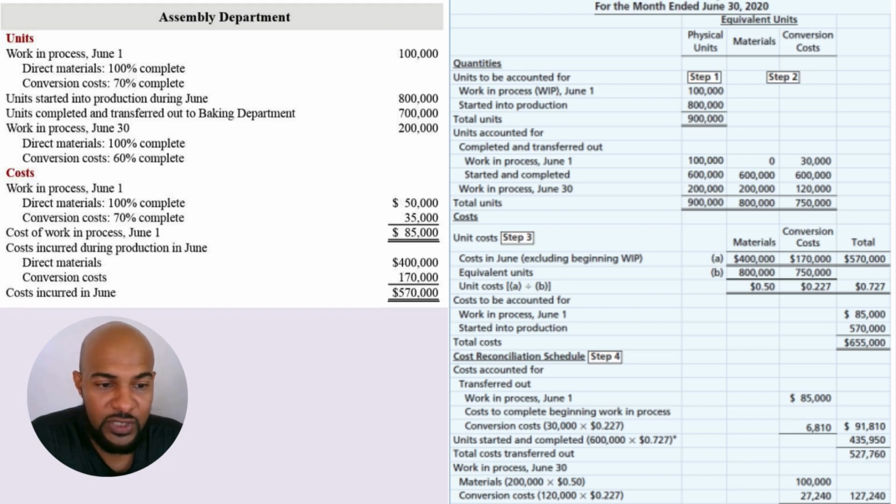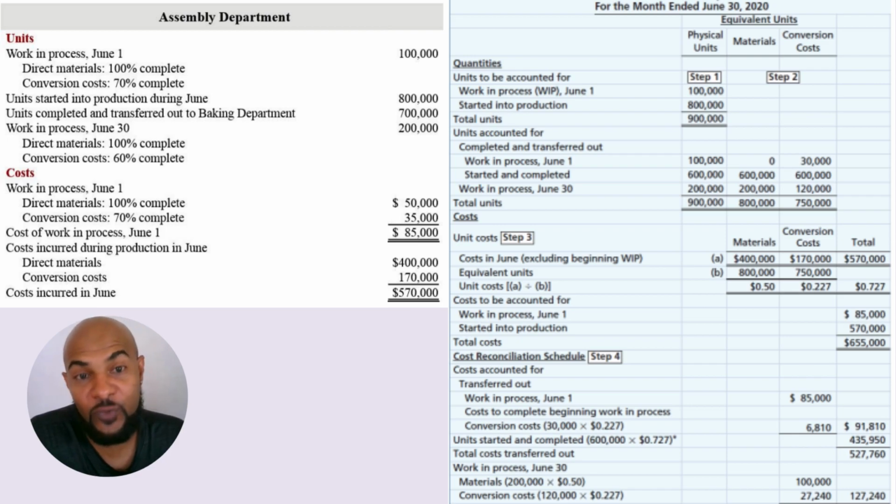So the work in process on June 1st, right? The total work in process on June 1st was given as 85,000. So I didn't need to use my equivalent units to do that. We record that at 85,000. Started into production, right, would have been the 400,000 direct materials and the 170,000 conversion cost. So that's 570,000. So the total cost to be accounted for is 655,000, right? So we get that information from our cost side of our production report.